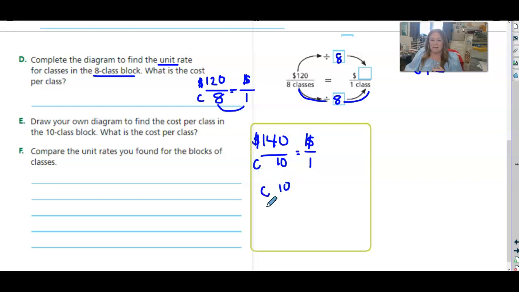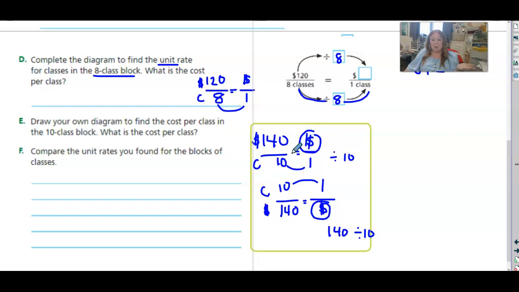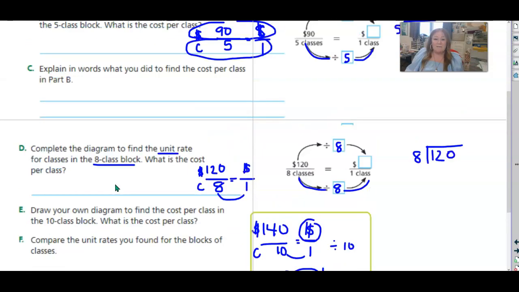Watch. I can say 10 classes cost $140. How much money is one class? All my classes are in a row. All my money's in a row. It doesn't matter if we put them on the top or the bottom, but you have to make sure they're matching up. So how do I get from 10 to 1? It's the same thing. I have to divide by 10. So I'm going to take 140 and divide that by 10 to see how much money a 10 class block is.